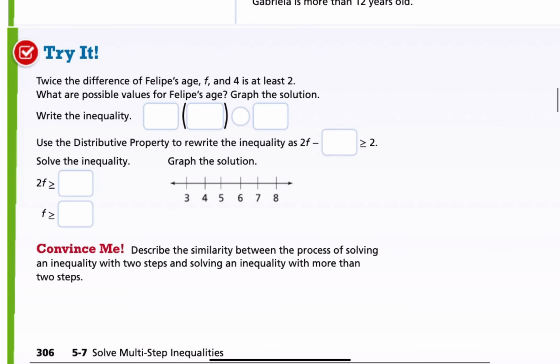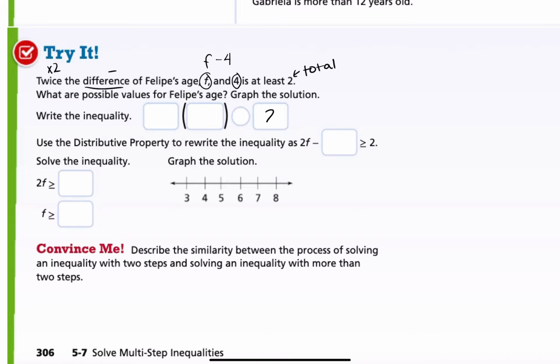So down at the bottom right here, it says twice the difference of Felipe's age, F, and 4 is at least 2. What are the possible values for Felipe's age? Graph the solution. Before we can do any of that, we need to set it up. So let's reread that and pick out what's happening. So twice means I'm multiplying by 2. Difference means we're subtracting. It says the difference of his age, which is F, and 4. So that means I'm doing F minus 4 is at least 2. So 2 would be our total.